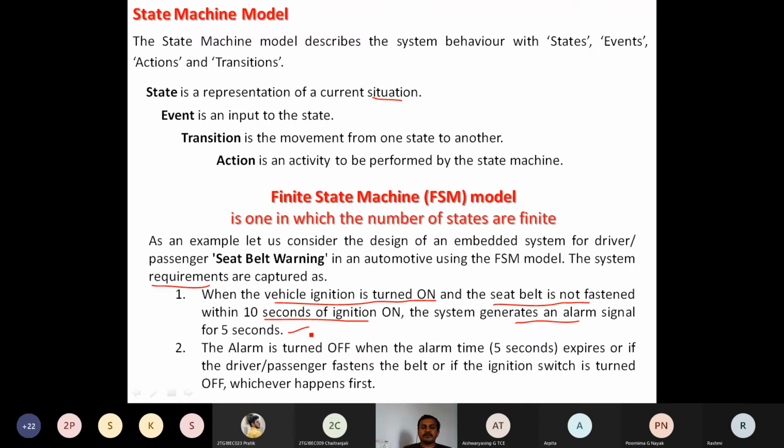What is the first requirement? When the car is on, when ignition is turned on, if the seat belt is not fastened within 10 seconds, the alarm should happen for 5 seconds. So this is the first requirement.